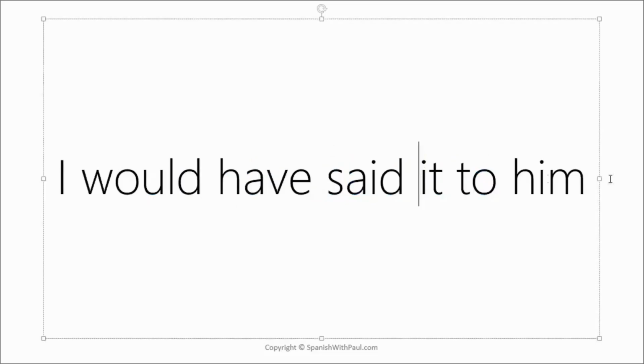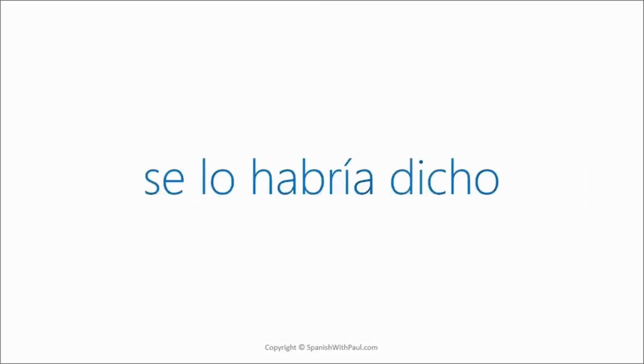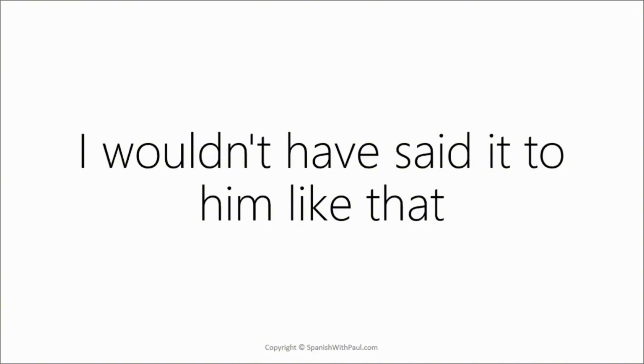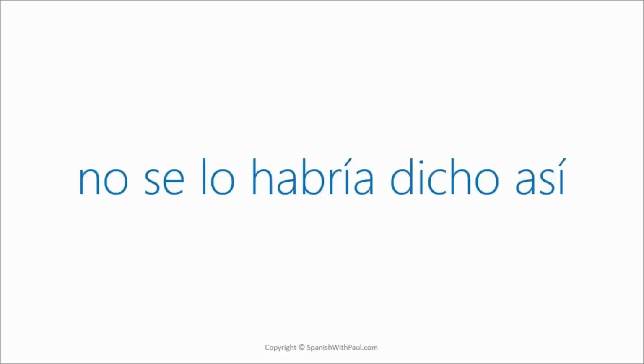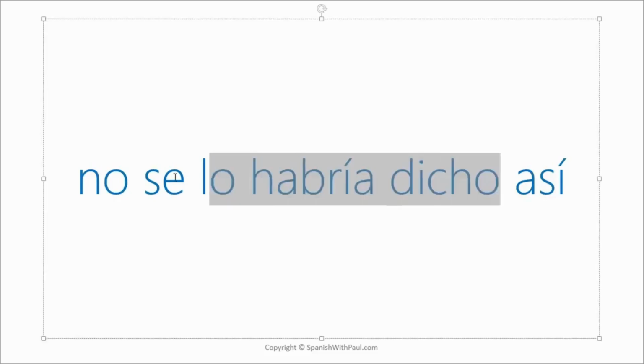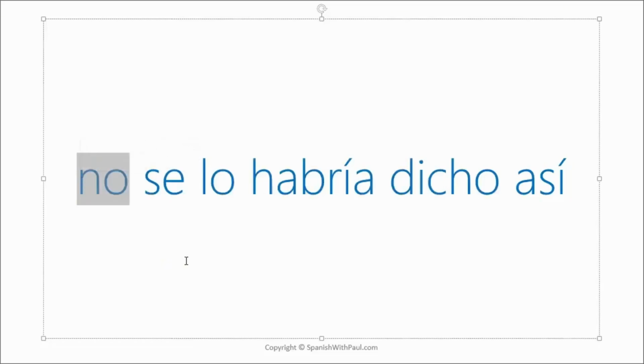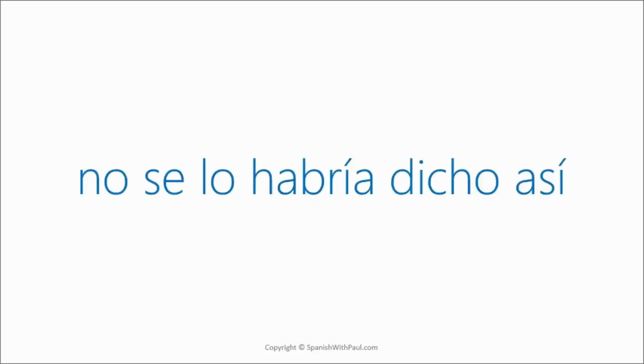So I would have said it to him. We have se lo habría dicho. What about I wouldn't have said it to him like that? No se lo habría dicho así. The main structure here is the same. Se lo habría dicho. We just added the no for I wouldn't have and the así like that. So I wouldn't have said it to him like that. Here we have no se lo habría dicho así.